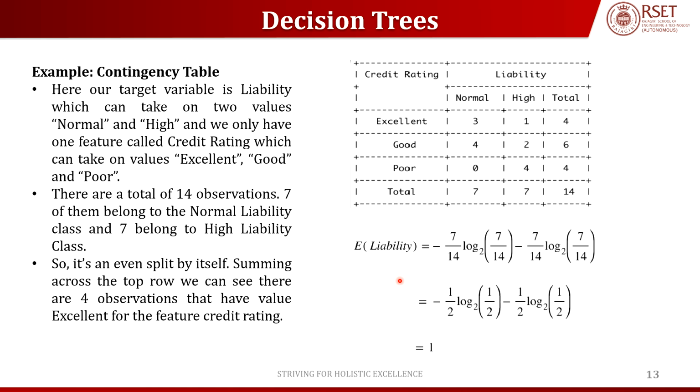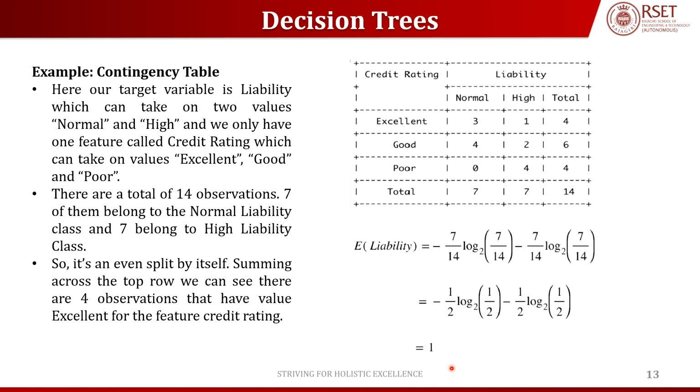So here p_i is the probability of an observation belonging to a specific class. The probability of normal liability is 7 by 14, which is 1 by 2, and the probability of highest liability is 7 by 14, that is again 1 by 2. Now we will plug these probabilities into the formula and we will get 1.